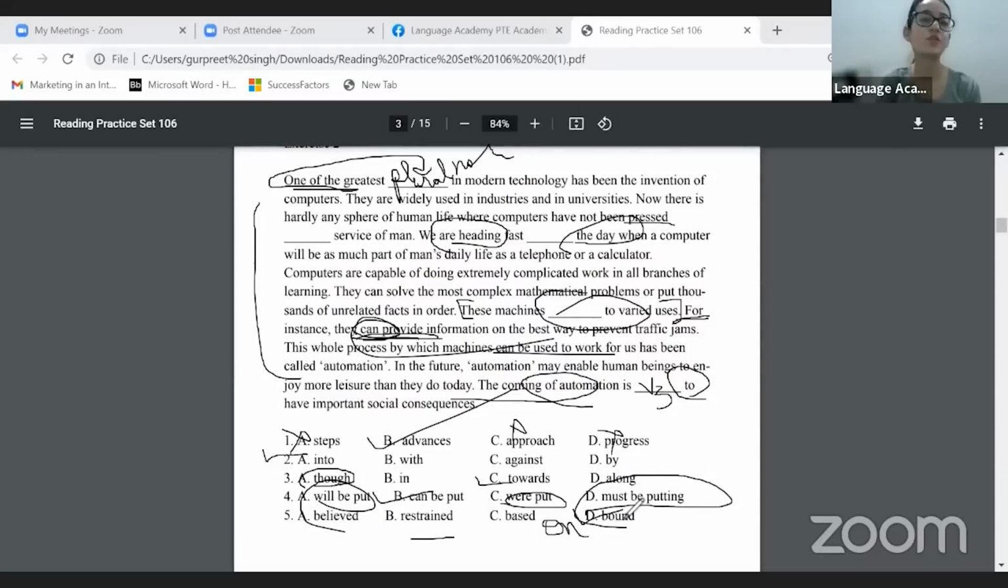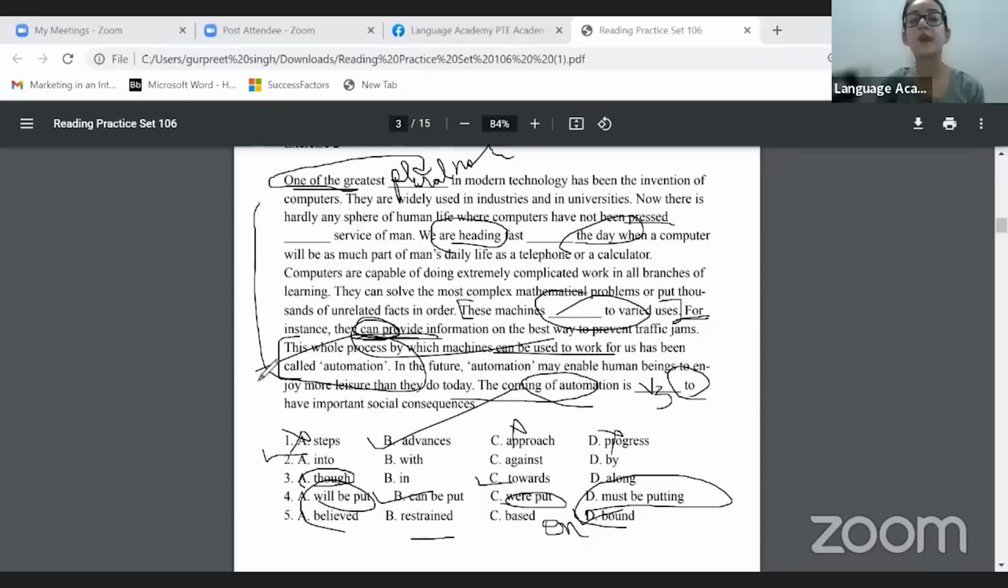Bound to means there is no doubt that this is going to have social consequences. The coming of automation is bound to have, means it's sure to have social consequences. We don't have any doubt in that, because automation is already there. So this coming of automation was not that automation has to come, because in the previous sentences they already told you what automation is, right? So these are the answers.